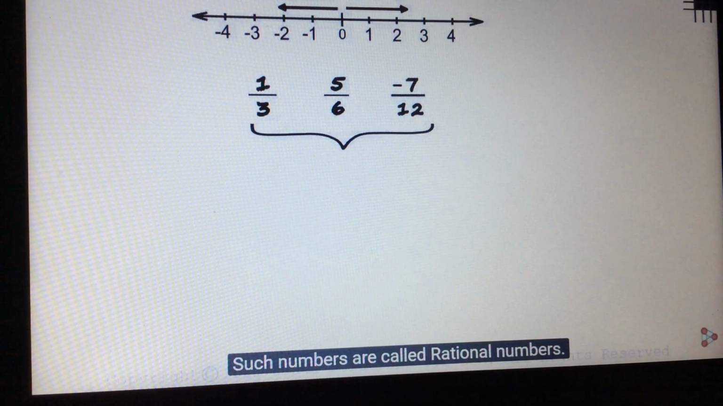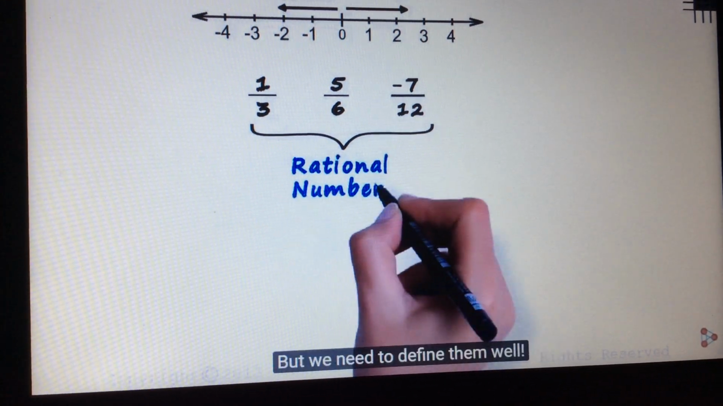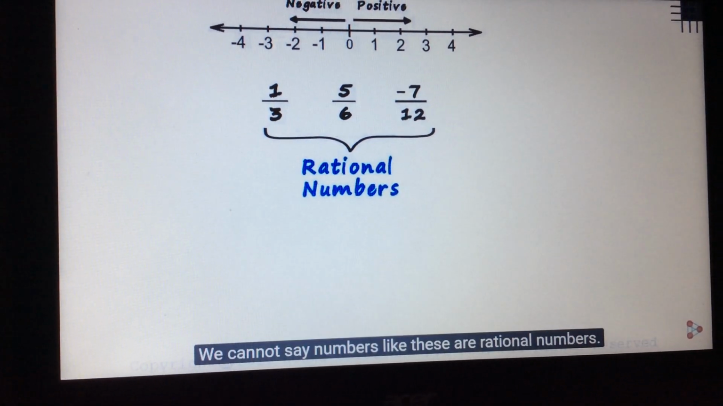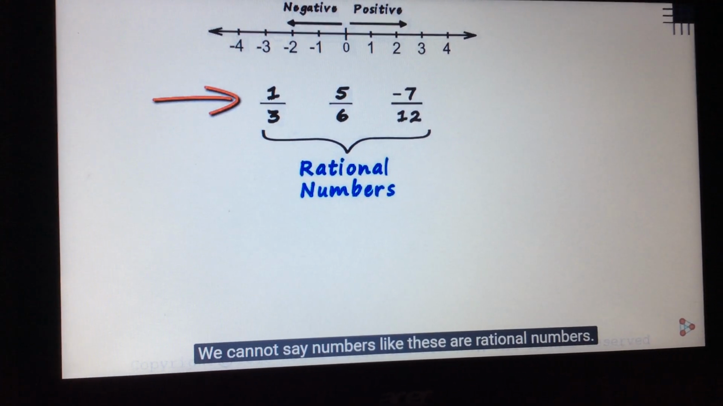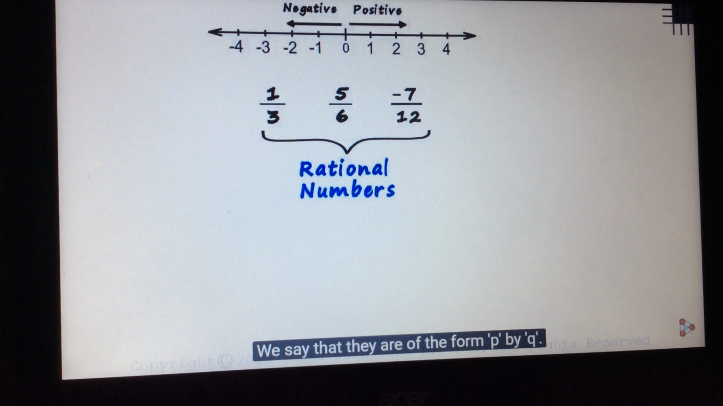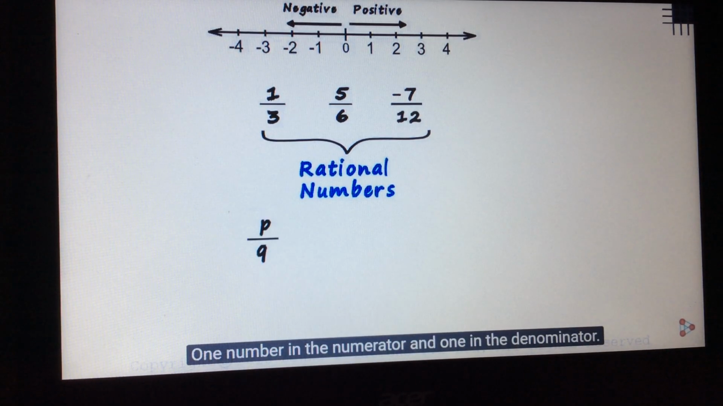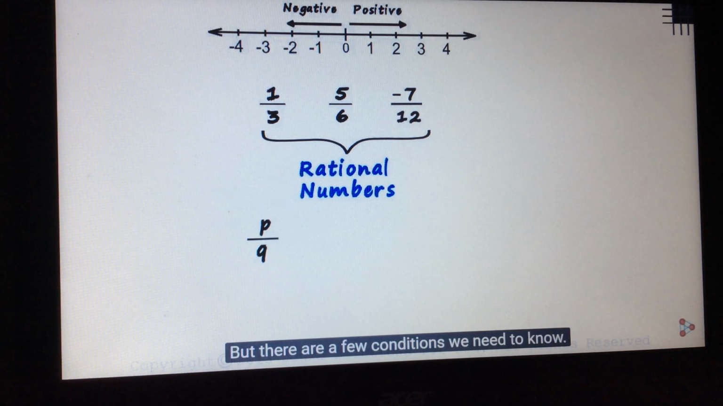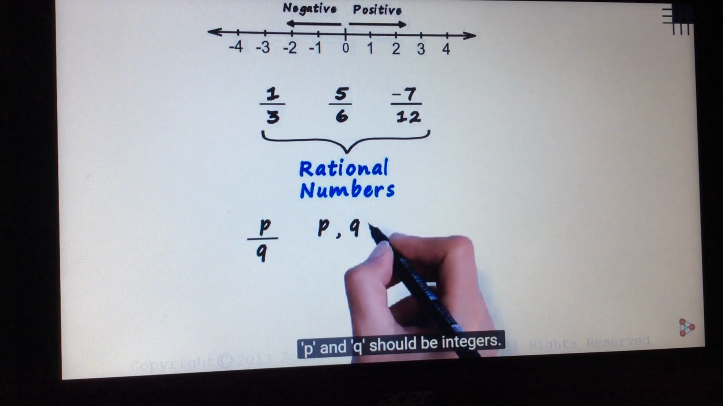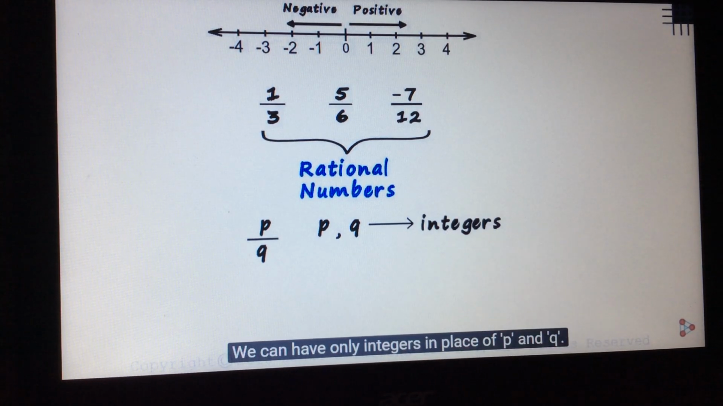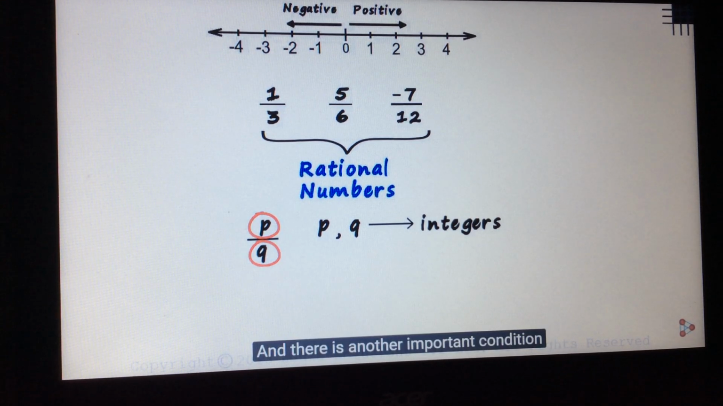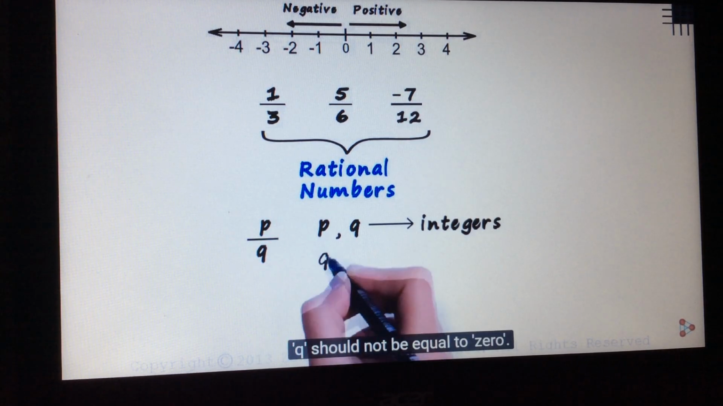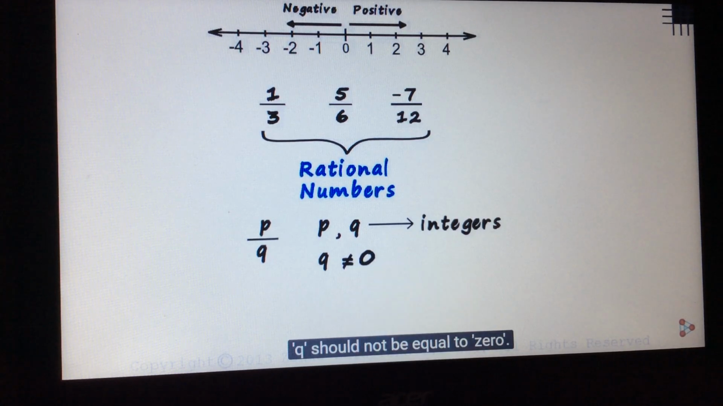Such numbers are called rational numbers, but we need to define them well. We cannot say numbers like these are rational numbers. We say that they are of the form p by q, one number in the numerator and one in the denominator. But there are a few conditions we need to know. P and q should be integers. We can have only integers in place of p and q. And there is another important condition. Q should not be equal to 0.